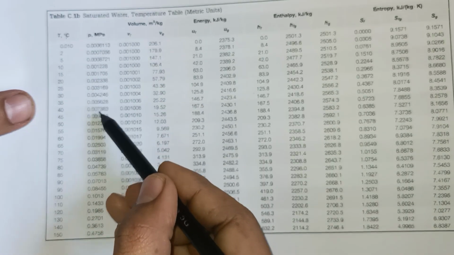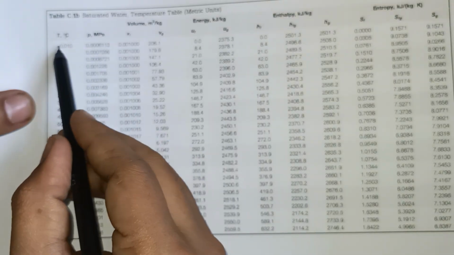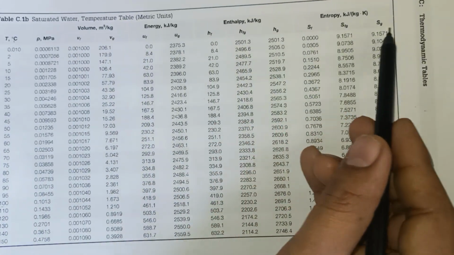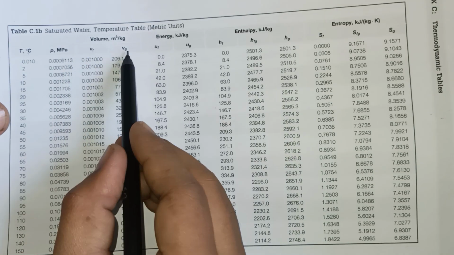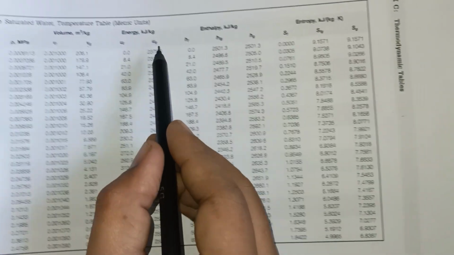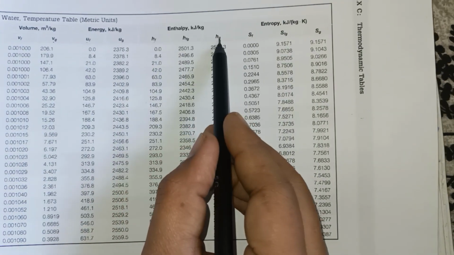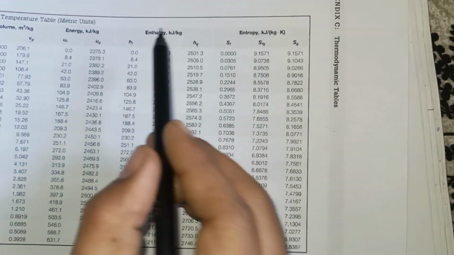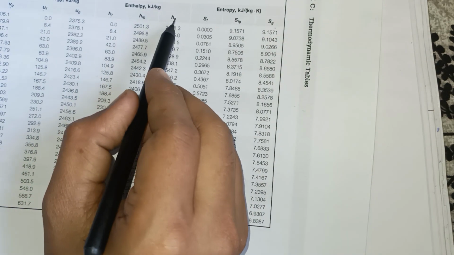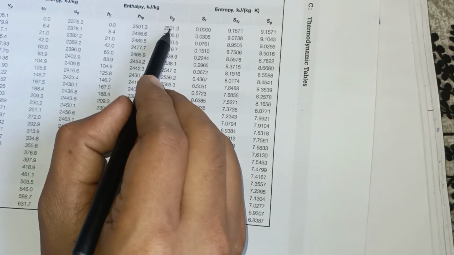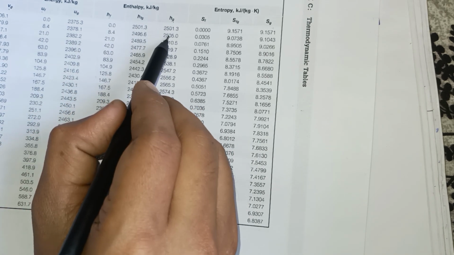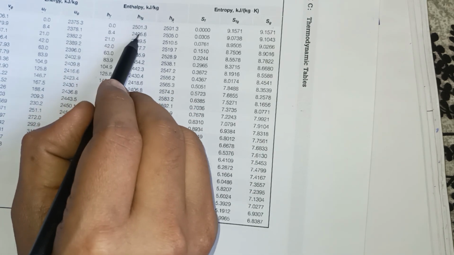Pressure is in megapascal, and with respect to this temperature and pressure, the properties are there: Vf, Vg, Uf, Ug, Hf, Hg, Sf, Sg. And this Hfg means Hg minus Hf. When you take the difference of these values, you can get this value.